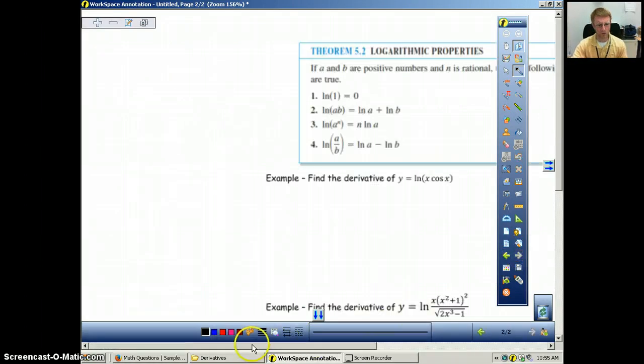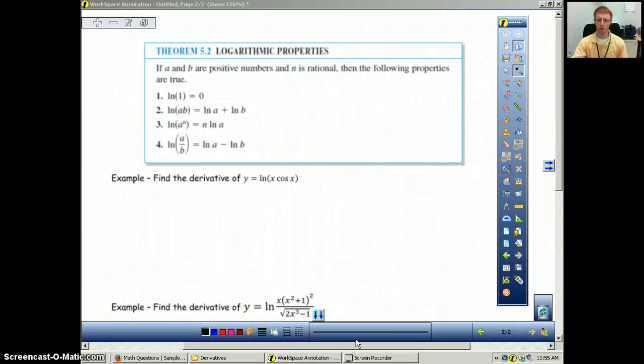And some of this is going to require you to remember some of the properties of logarithms. So we have 4 properties here that are important. The first one is knowing that the natural log of 1 is always equal to 0. The second thing is the natural log of 2 things multiplied together, so that's a times b, is the same thing as saying the natural log of a plus the natural log of b. What we're doing is we're separating the a and the b into addition. So if you see multiplication, it means that we can add 2 separate natural logs.